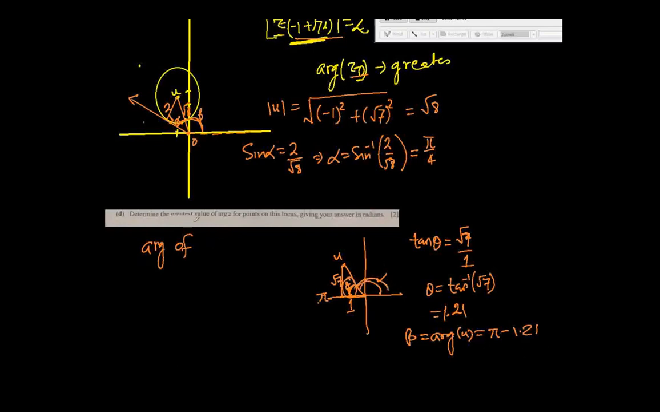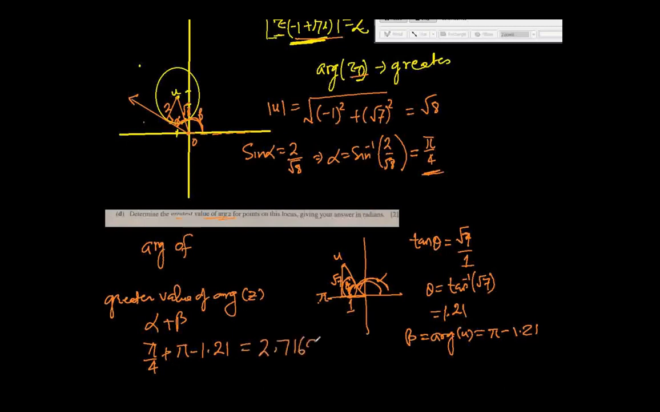Now finally, the greatest value of argument z on the locus will be alpha plus beta. Alpha we got as pi by 4. Beta we just got as pi minus 1.21. And in radians, if I put this in my calculator, I get 2.71699, which we can round off to 2.72 radians, and that's the answer.